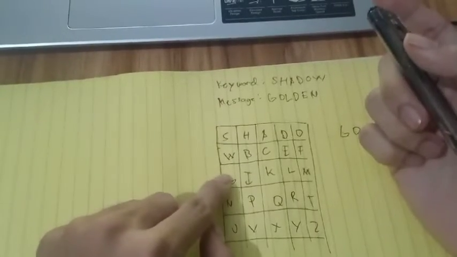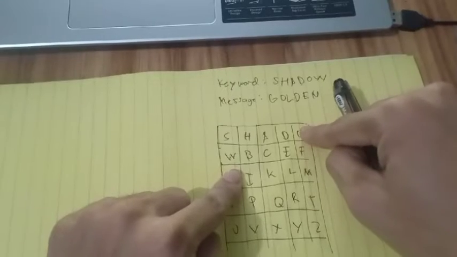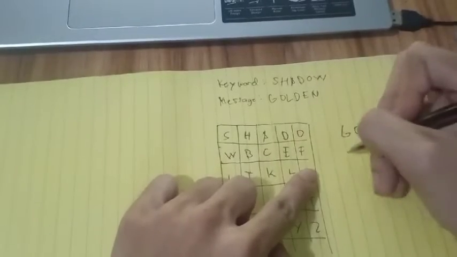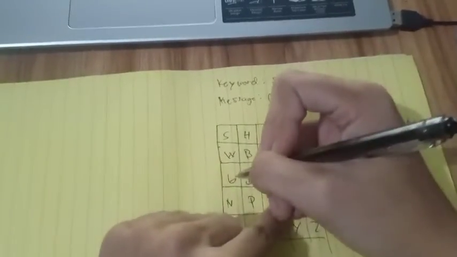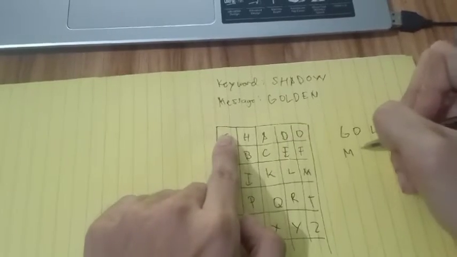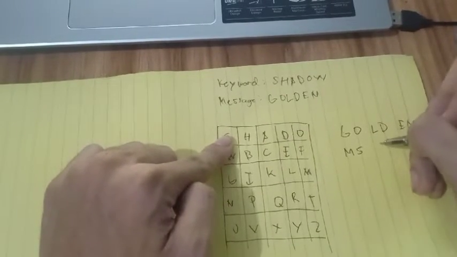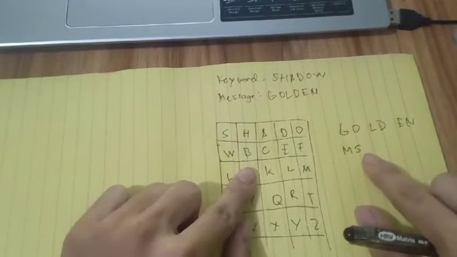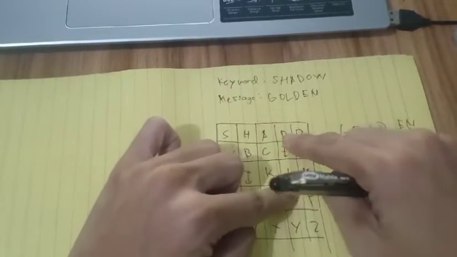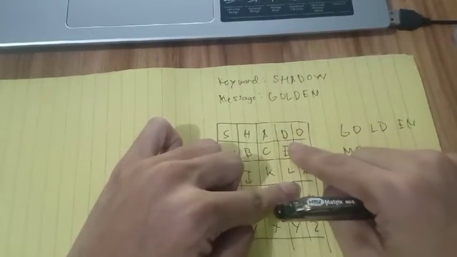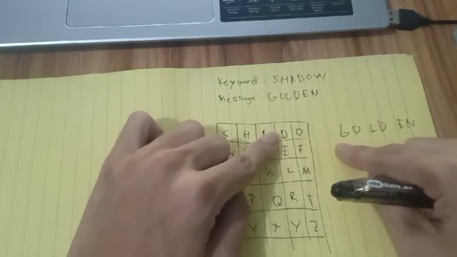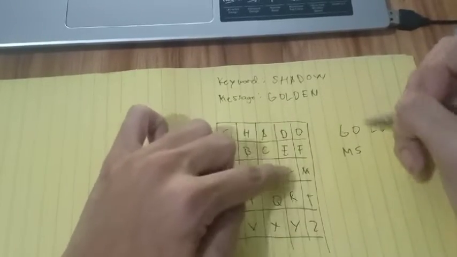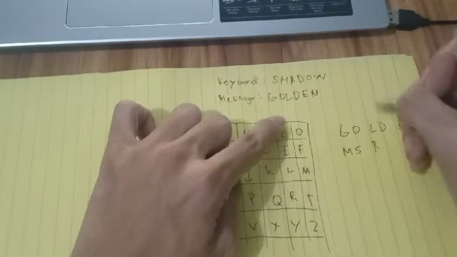As you can see, the G and O form a rectangle shape, so we have to pick the same row. So G is M and O is S. Then L and D, they are in the same column, so you have to pick the bottom of there. So L is R, then D is E.